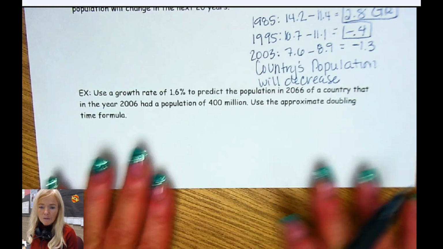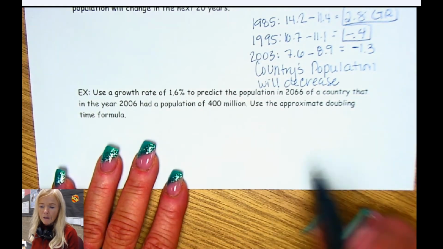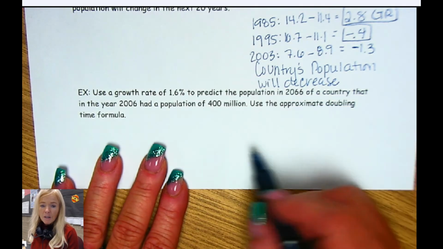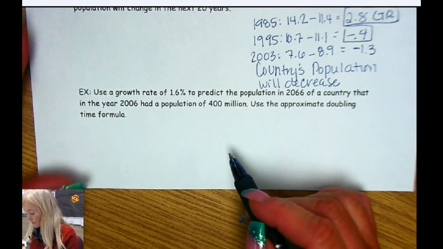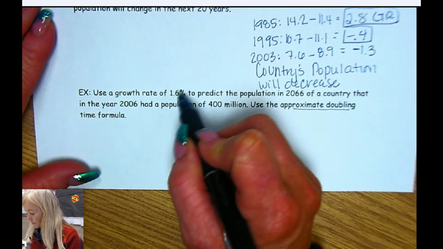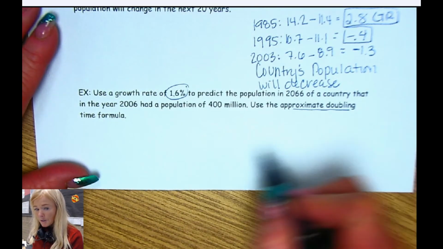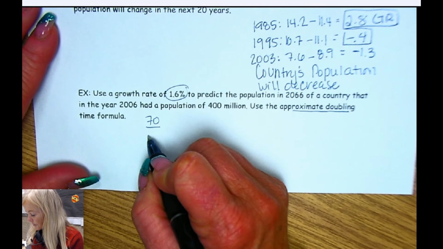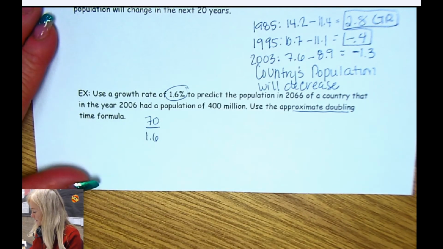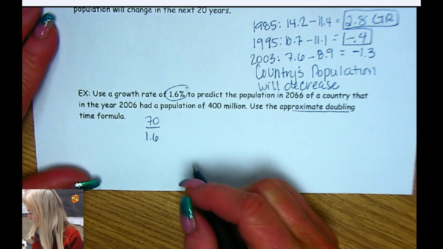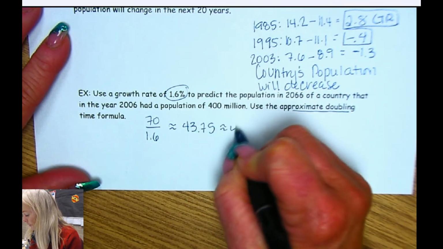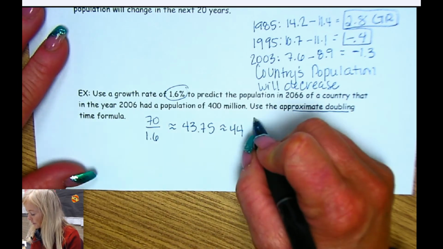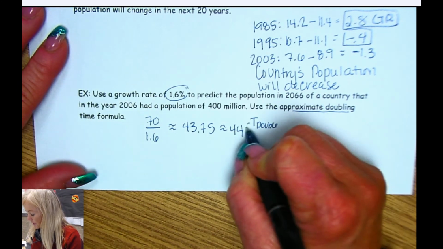All right, last example. Use a growth rate of 1.6% to predict the population in 2066 of a country that in the year 2006 had a population of 400 million. Use the approximate doubling time formula. So again, we have a growth rate of 1.6%, and the approximate doubling time is 70 divided by that percent, which is 1.6. So 70 divided by 1.6 is 43.75, which we'll just say is 44. And that's your doubling time.